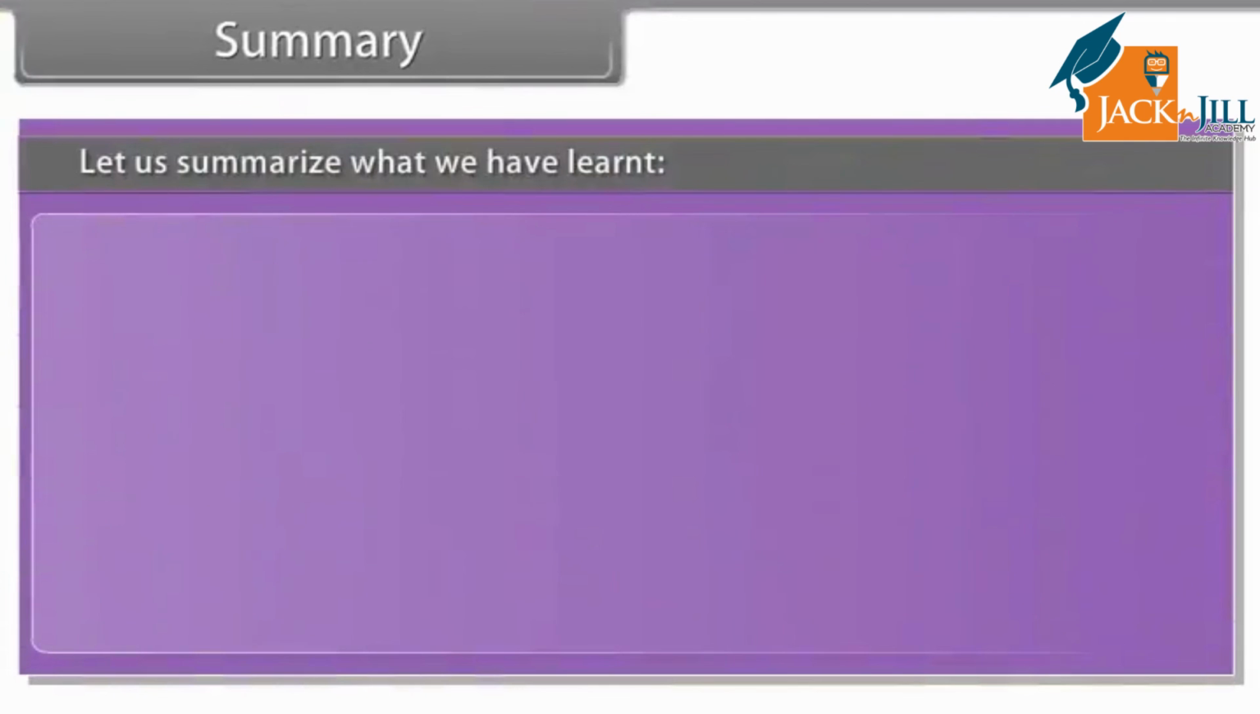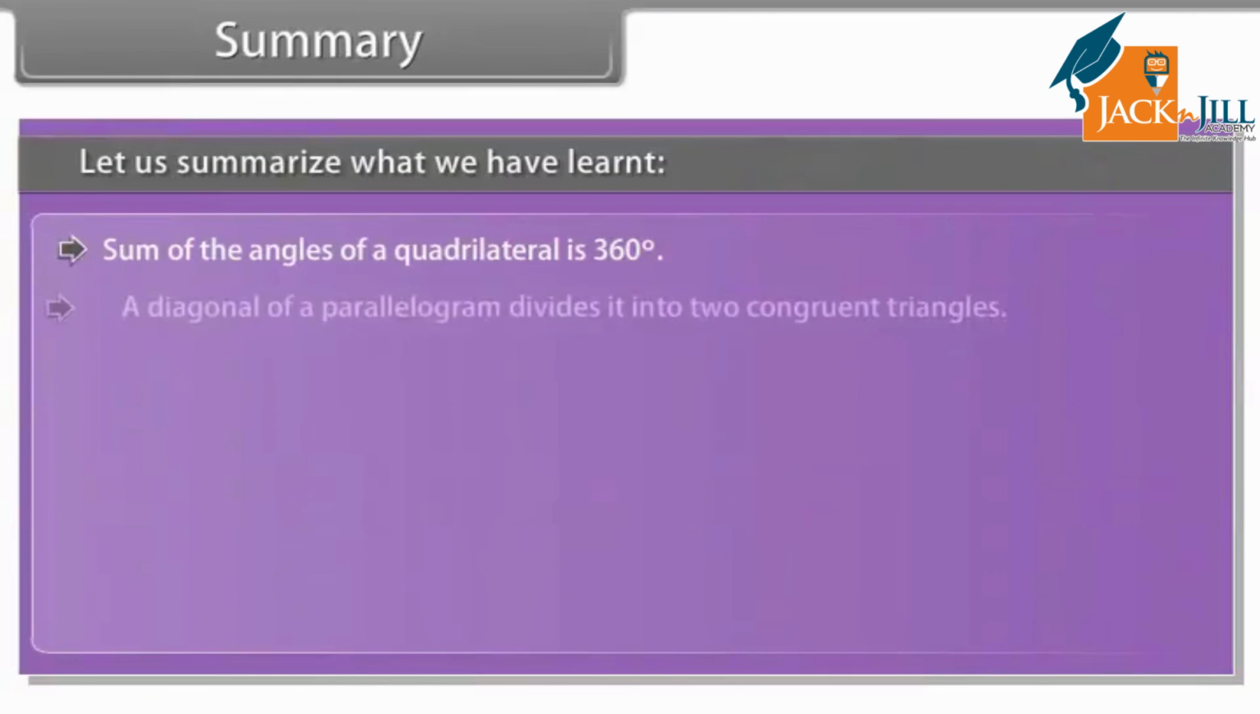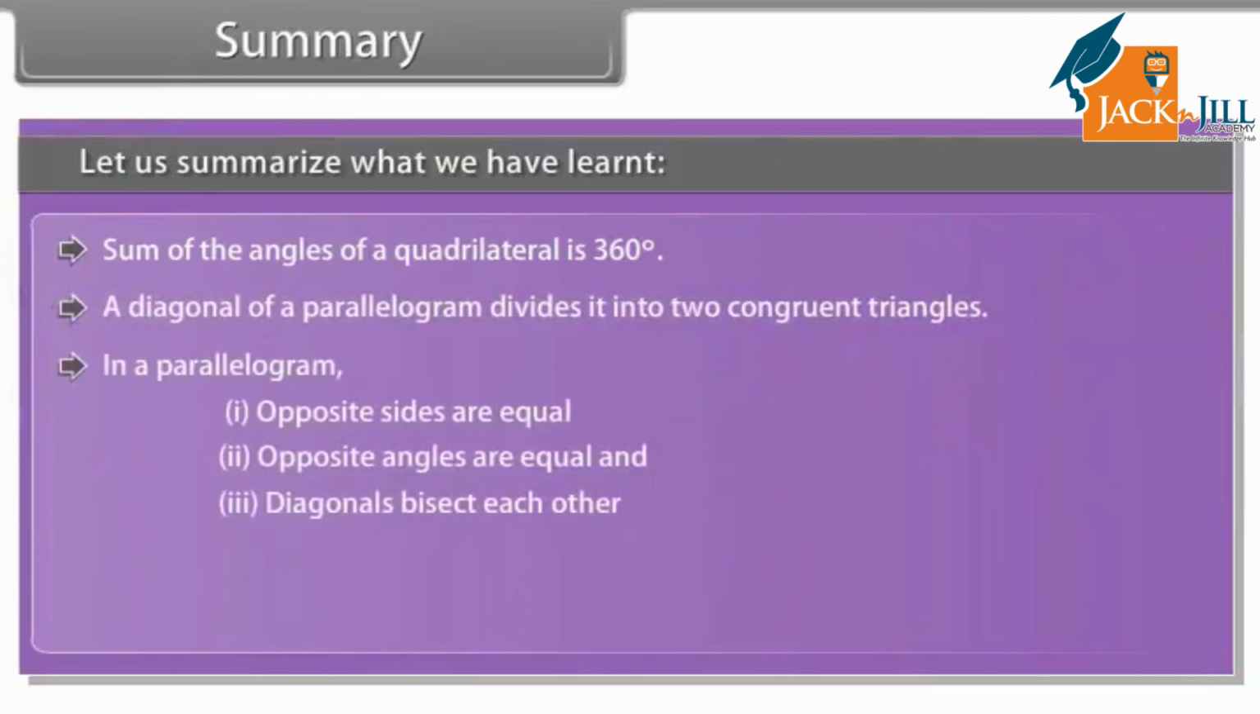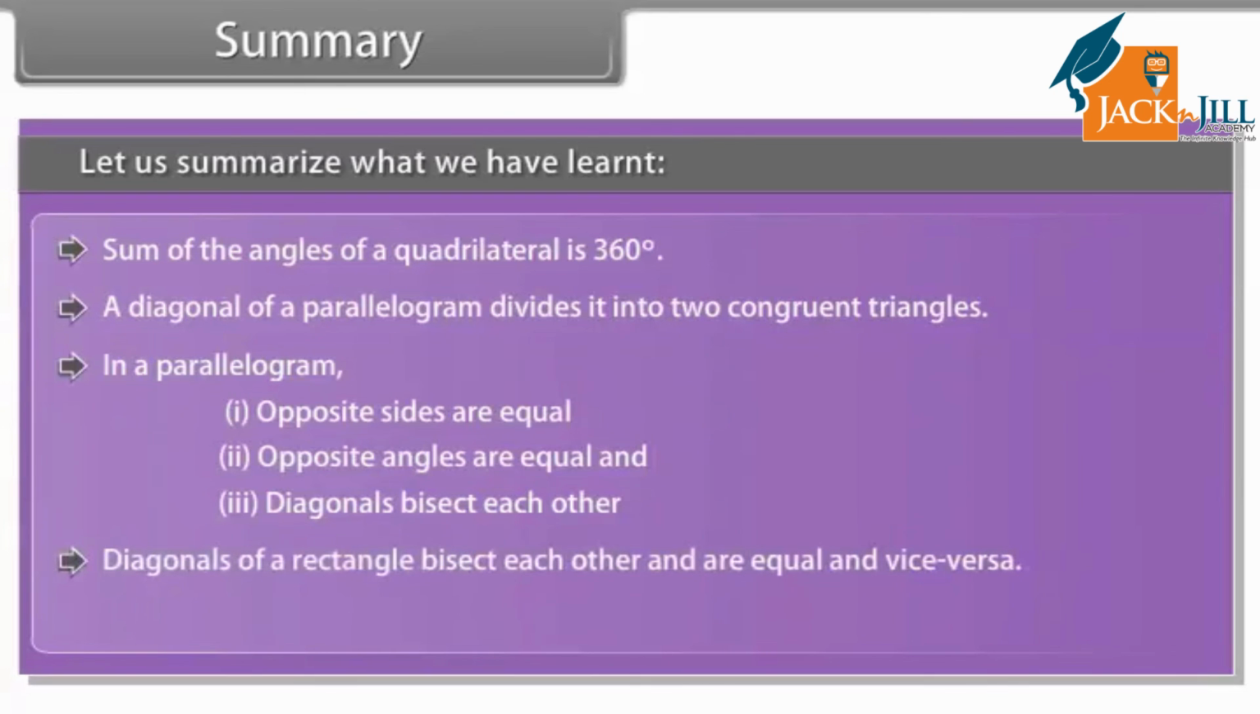Summary. Let us summarize what we have learned. The sum of the angles of a quadrilateral is 360 degrees. A diagonal of a parallelogram divides it into two congruent triangles. In a parallelogram, opposite sides are equal, opposite angles are equal, and diagonals bisect each other. Diagonals of a rectangle bisect each other and are equal, and vice versa.